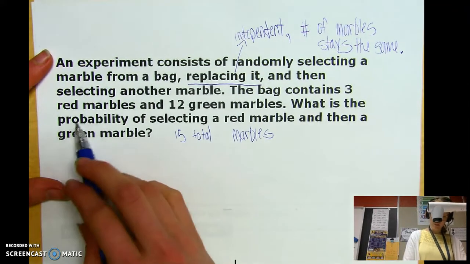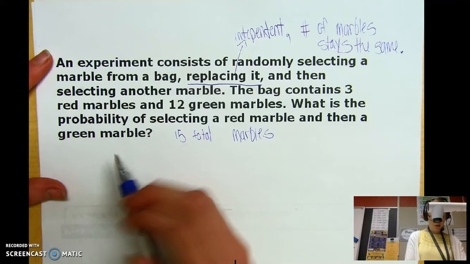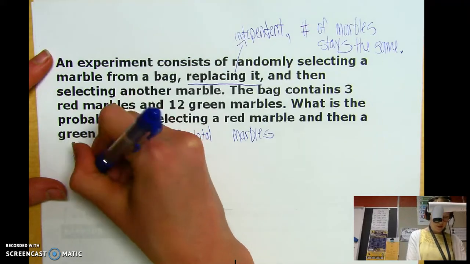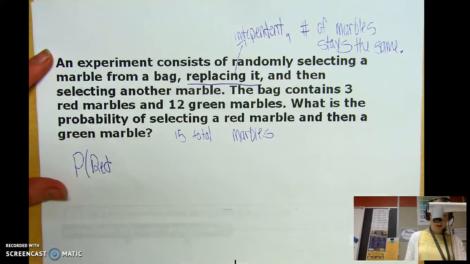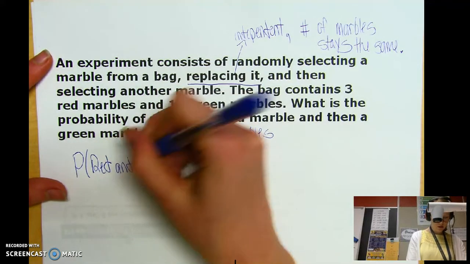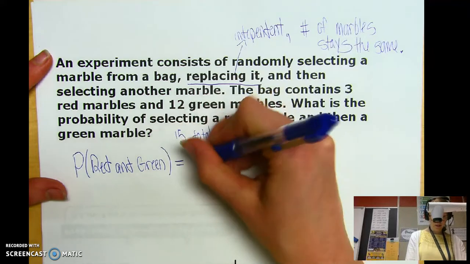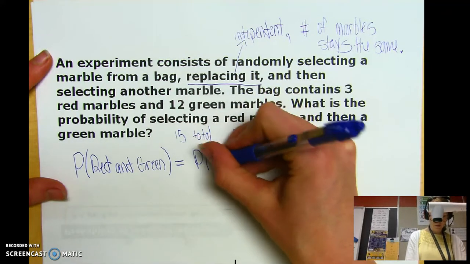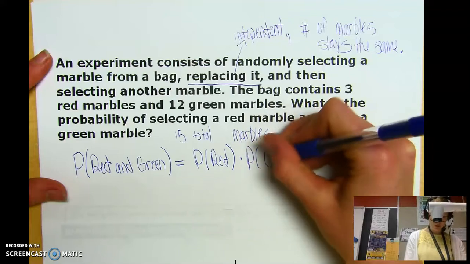What is the probability of selecting a red marble and then a green marble? So this is an AND probability: we select a red marble and the second time we select a green marble. We can calculate this according to the rule that we just wrote down as the probability of red times the probability of green.